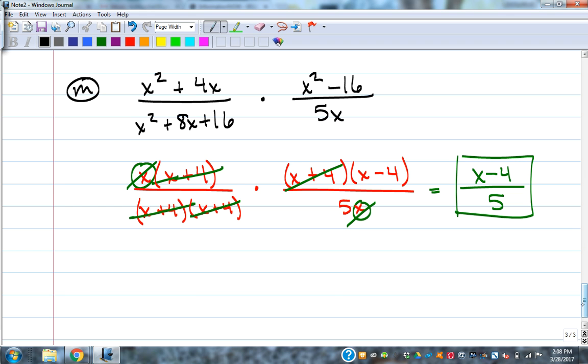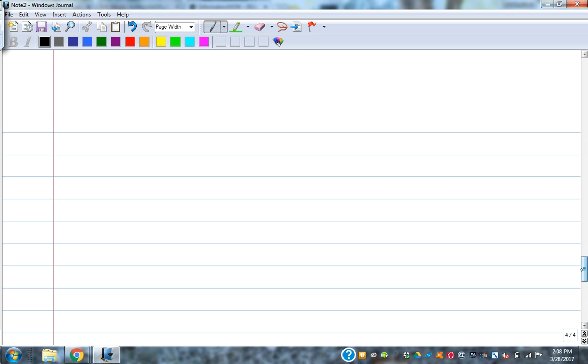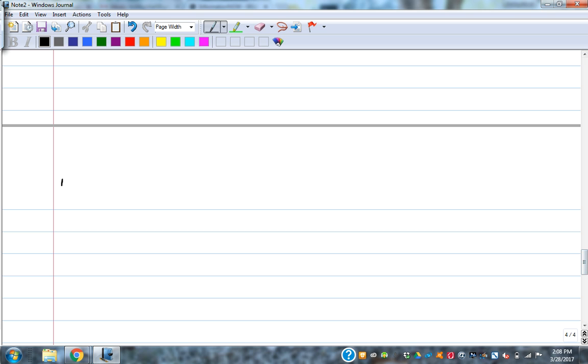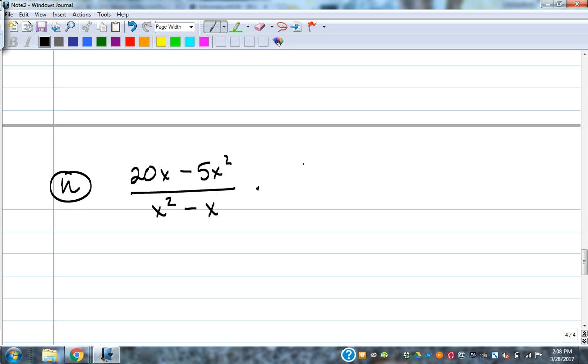Now, let's get maybe a little bit more difficult problem. 20x minus 5x squared over x squared minus x times x squared plus 3x minus 4 over x squared minus 16 again. That one.